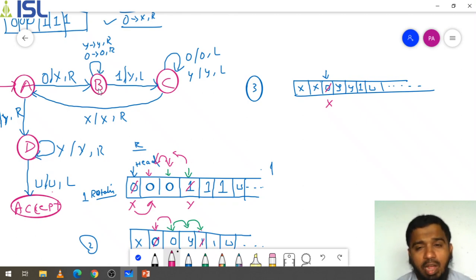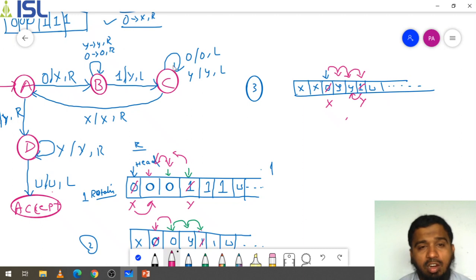Next, here the state is B, and in the B I need to check what is my next header. It moved to right. My next header is y. So y of y is replaced with the y, and it's moving to right. Yes. Again y is changing with the y and moving to right. So my header is on 1. So from B on 1 is replaced with the y, and moving to left.